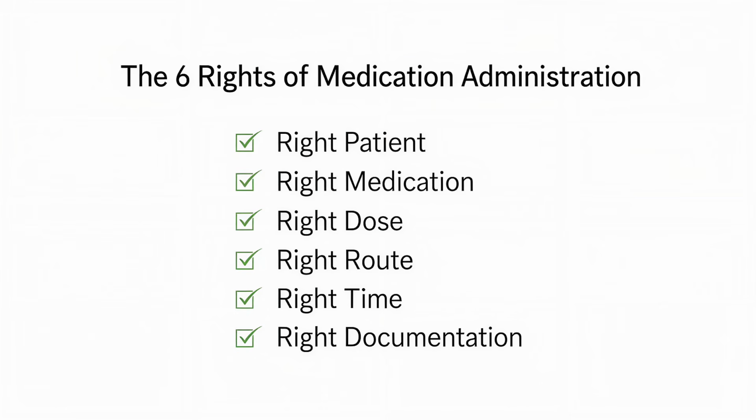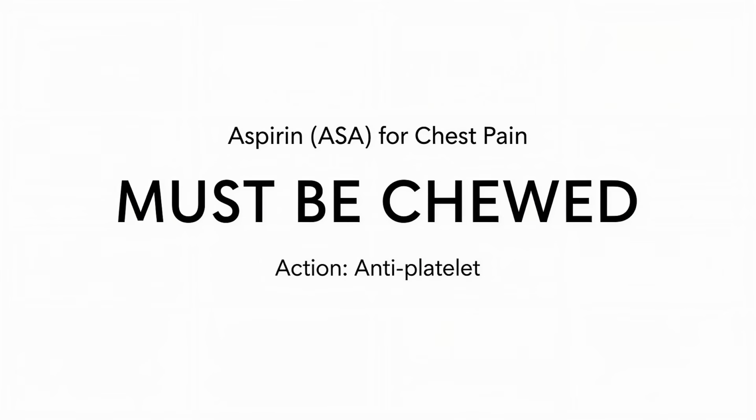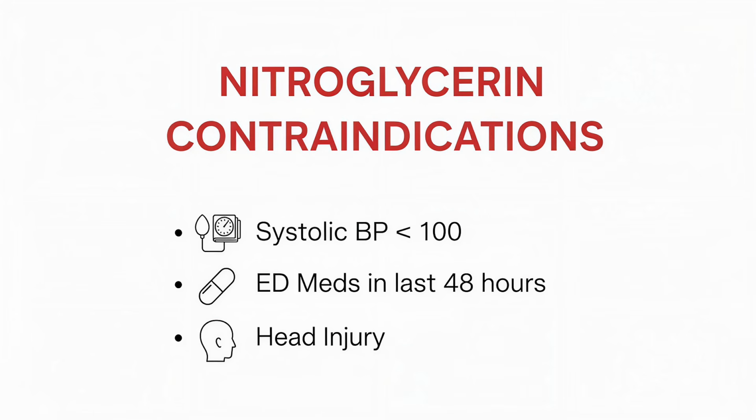As an EMT, you'll assist with a few cardiac medications. Always remember the 6 rights of medication administration: right patient, right medication, right dose, right route, right time, and right documentation. Aspirin is an antiplatelet. The dose is 162 to 325 milligrams, and it must be chewed. Nitroglycerin is a vasodilator. The dose is 0.4 milligrams under the tongue.